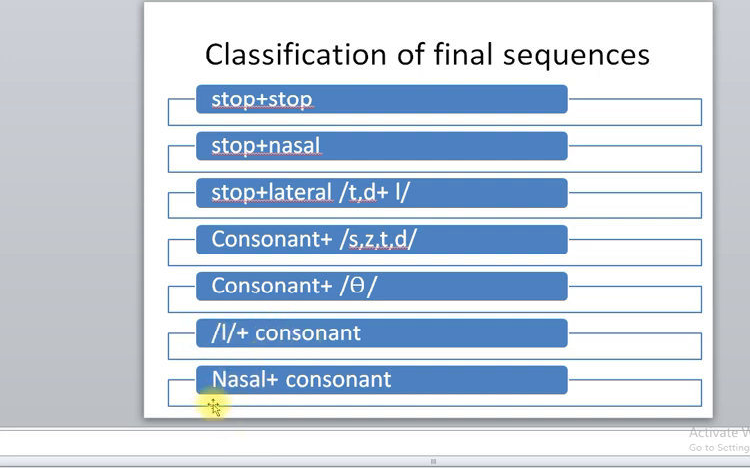And finally, when we have a nasal consonant. Do you know what nasal consonants are? Only n and m, because the n sound does not occur at the beginning of a word. This is a condition that exists in English. So here we will have only m and n plus another consonant. So these are the classifications for final consonant sequences.